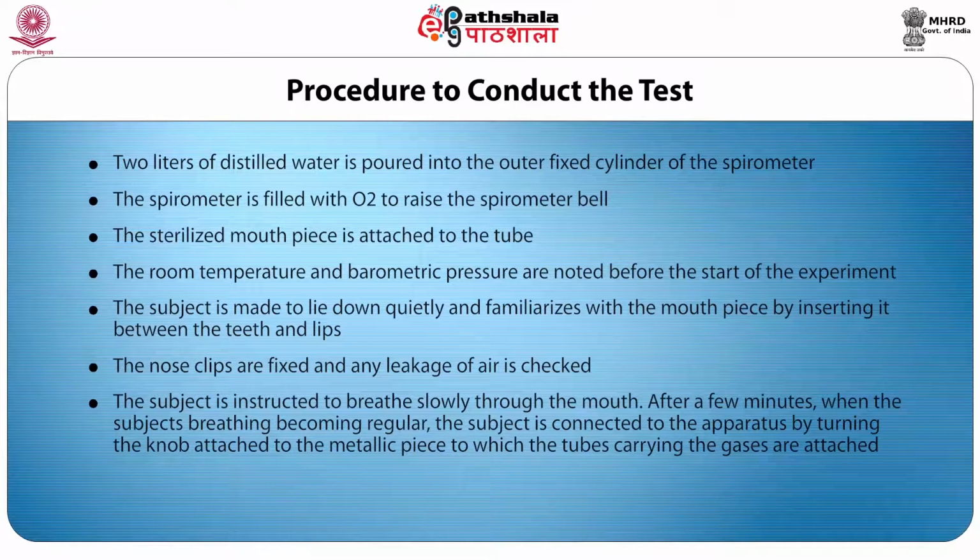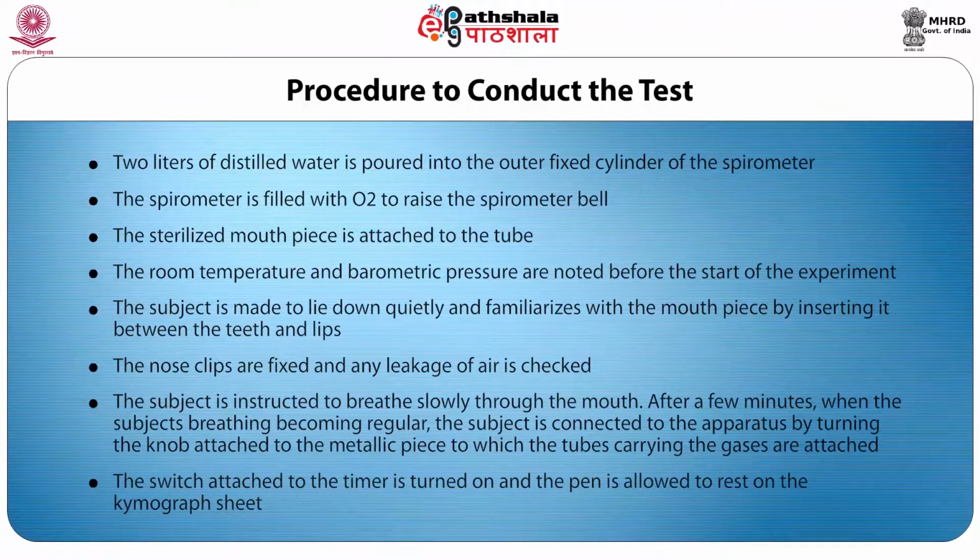After a few minutes, when the subject's breathing becomes regular, the subject is connected to the apparatus by turning the knob attached to the metallic piece to which the tubes carrying the gases are attached. The switch attached to the timer is turned on. The pen is allowed to rest on the Kymograph sheet.